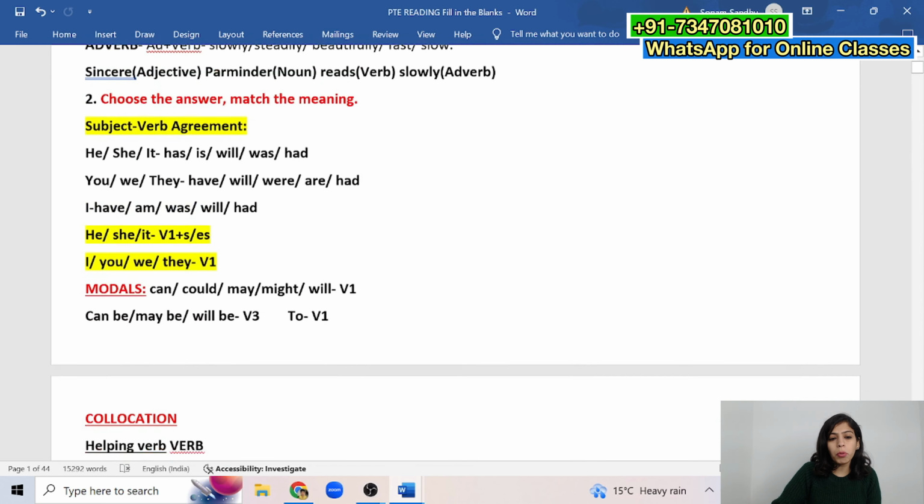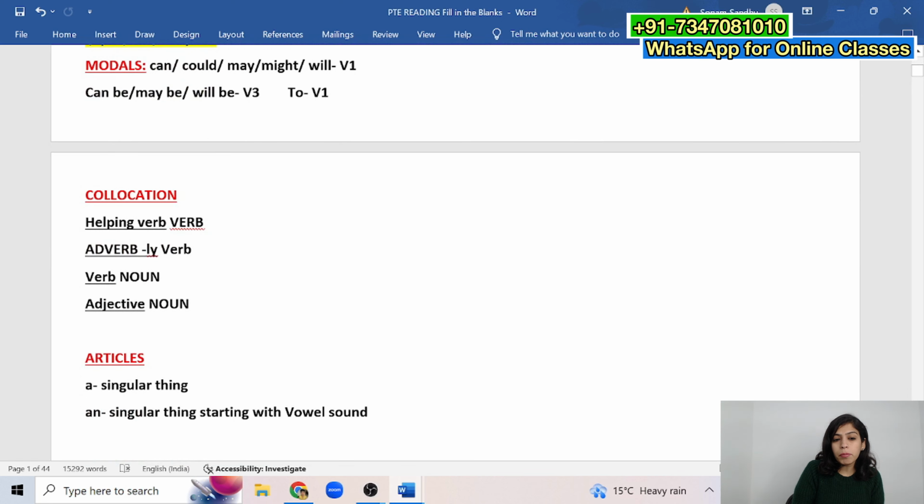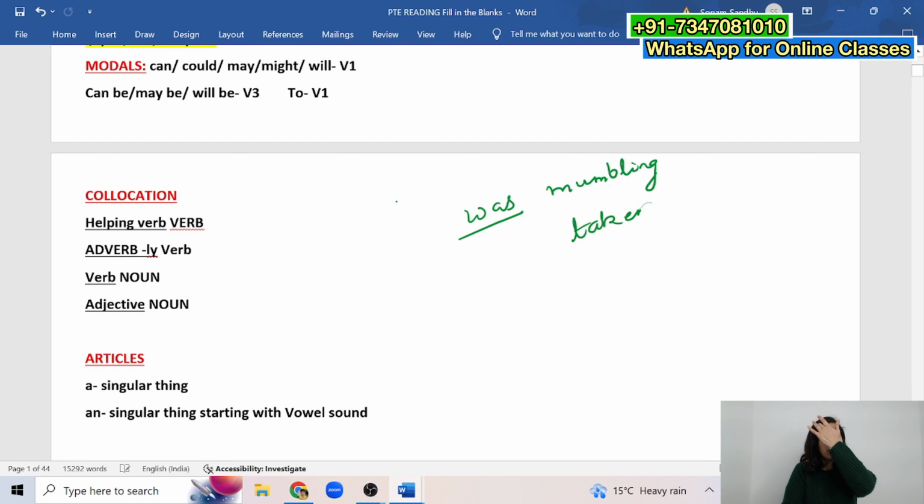Now, if you look at this, what is collocation? When there is a helping verb, we'll get a verb afterwards. For example, they have used was. So we'll use a verb after was. Okay. Be it she was, for example, mumbling, or it was taken. So we'll get a verb afterwards. So take care of this.